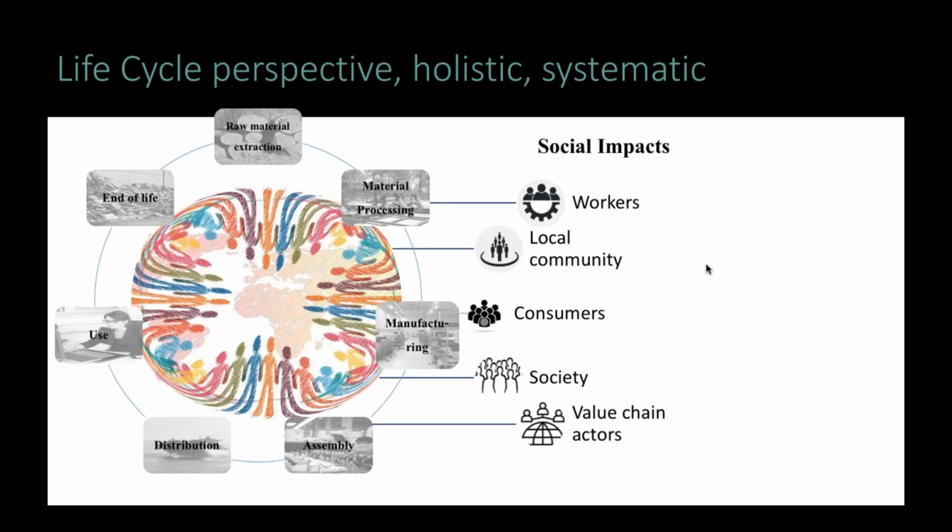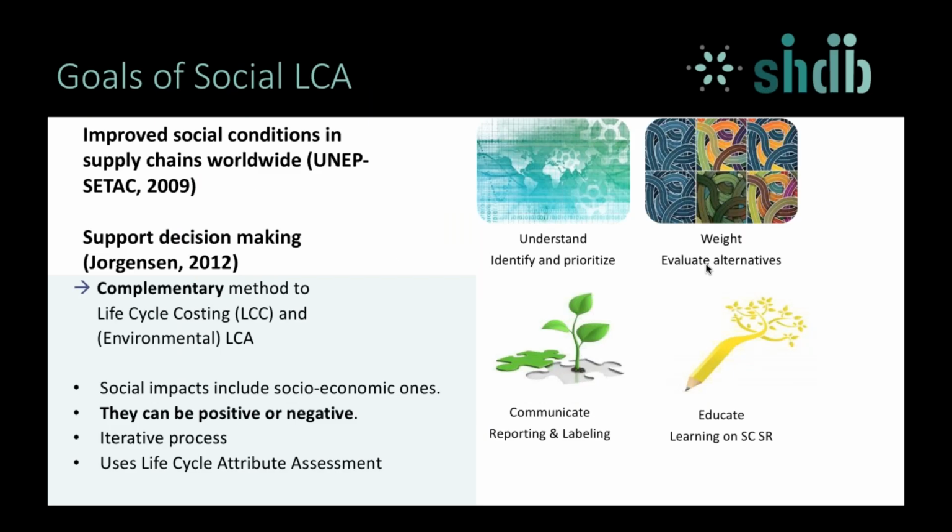Social LCA is well positioned to apply to human rights due diligence because of its life cycle perspective. So it really can capture well all of an organization's business relationships because it's holistic and it's a systematic process. Social LCA captures the social impacts that are related to stakeholder relations in that product or organization life cycle. The goals of Social LCA are to support decision-making by helping to better understand the human rights and social impacts of supply chains and life cycles.